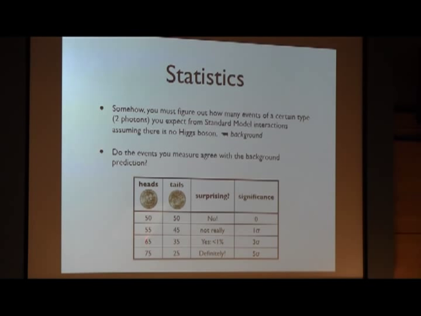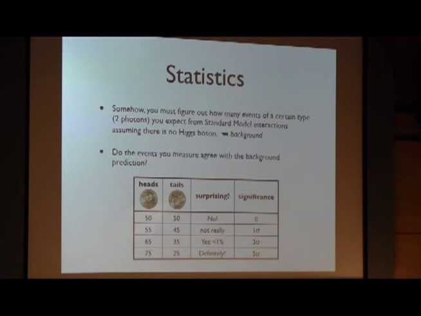If you get 65 heads and 35 tails, then you should start to think that maybe your assumption that your coin is fair is not a very good assumption. This should happen less than 1% of the time if you do this 100 coin flipping experiment. And so we would call that a three standard deviation change from the expectation, or three sigma difference from your background only expectation that the coin is fair. Now, if you do this experiment and you get 75 heads and 25 tails, you should definitely think something is wrong. Your background hypothesis that the coin is fair is not a good one.